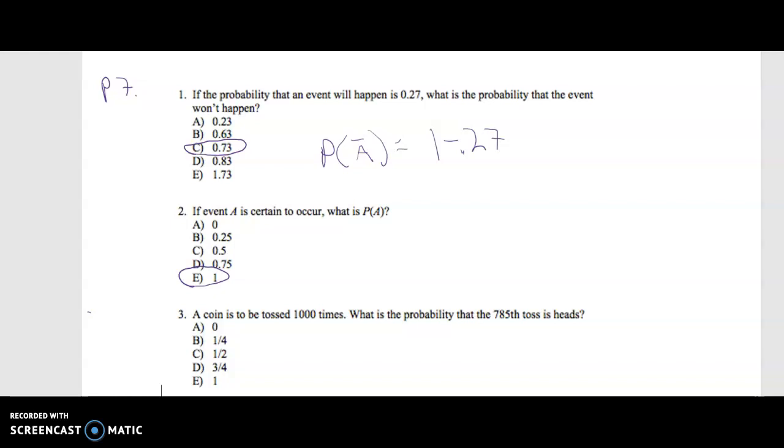And number 3, a coin is tossed 1,000 times. What's the probability that the 785th toss is heads? Well, each toss is an independent event, so it doesn't matter how many times we tossed it. For a fair coin, the probability of a head is 1/2.